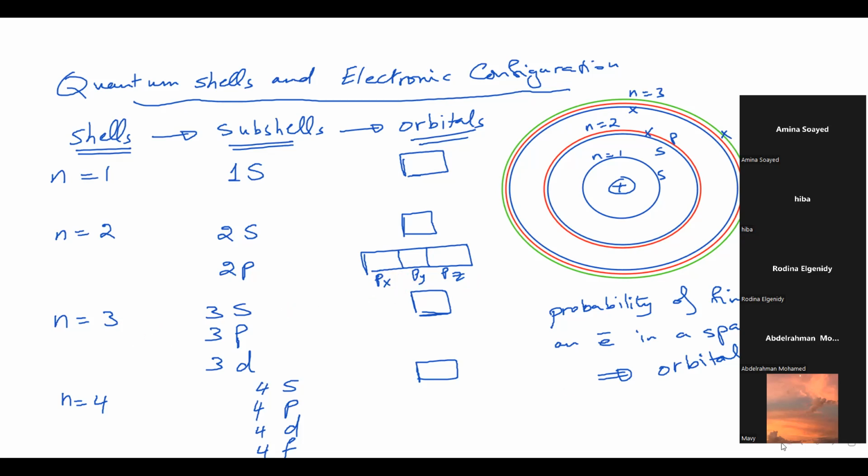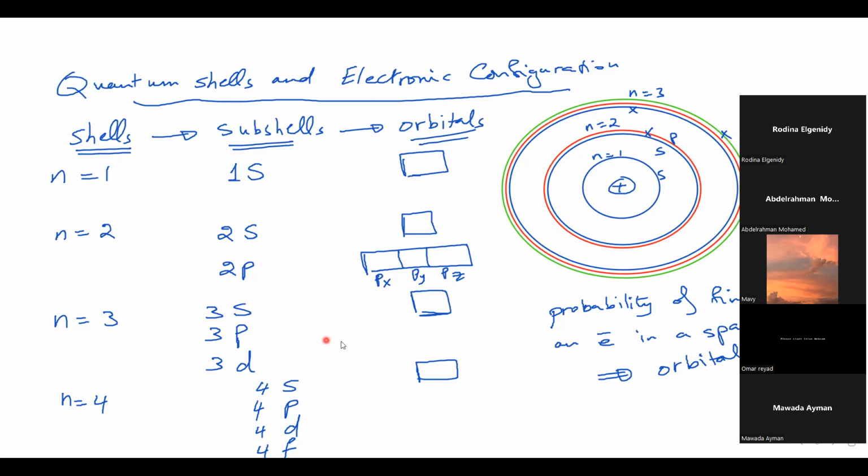For n equals 3, we have... Hello, Omar. Okay, I allowed you recording, Omar. Peace be upon you, welcome. I allowed you recording.